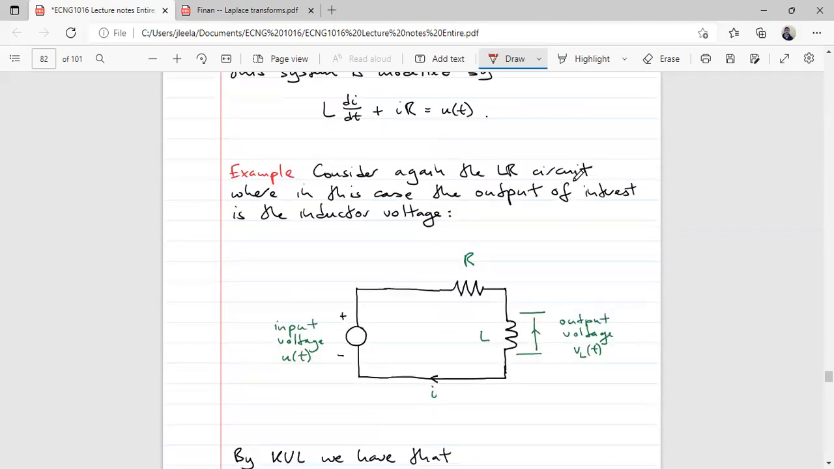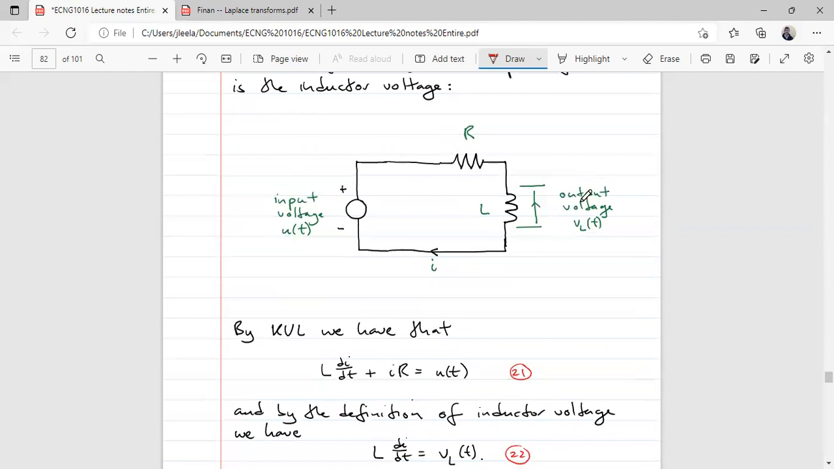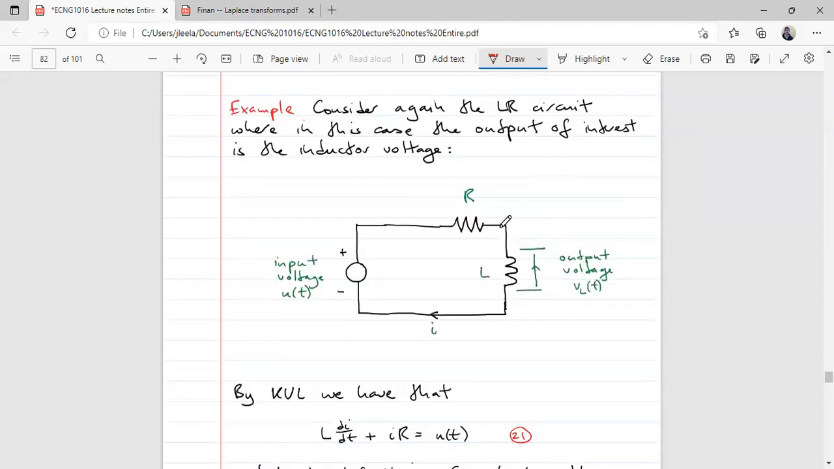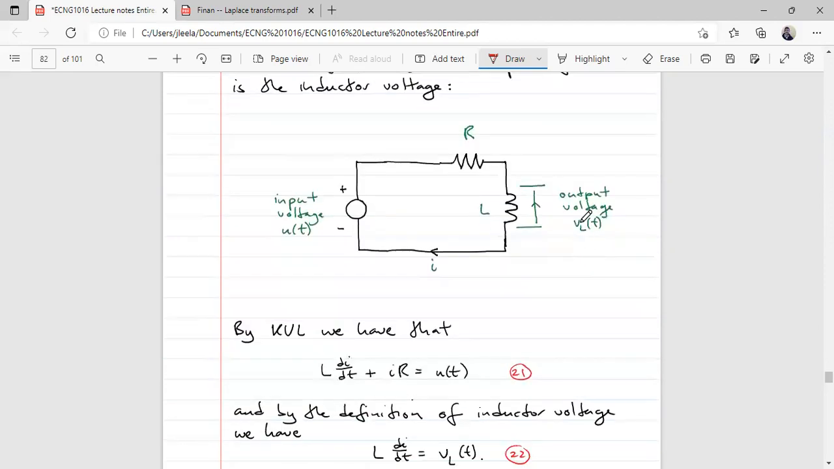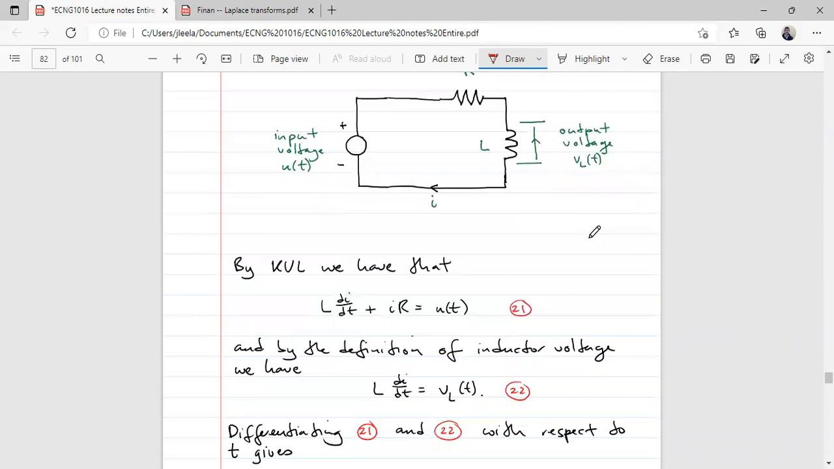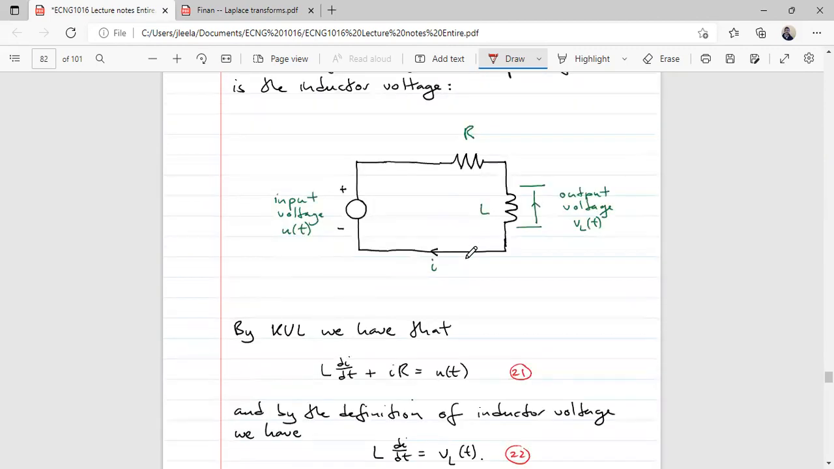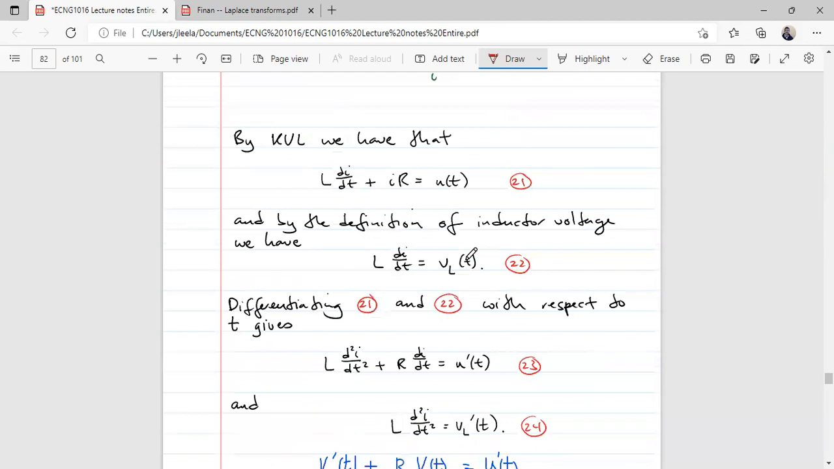Consider again the LR circuit, where in this case the output of interest is the inductor voltage. The input is the voltage, and instead of current this time, as in the previous case, the output here is the inductor voltage, denoted by v_L(t). So here we have L di/dt plus iR is equal to u(t). And by definition of inductor voltage, we have L di/dt equal to v_L(t).